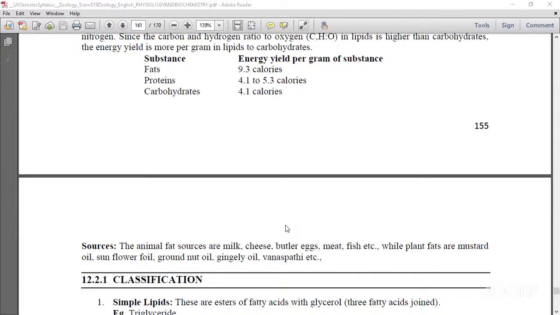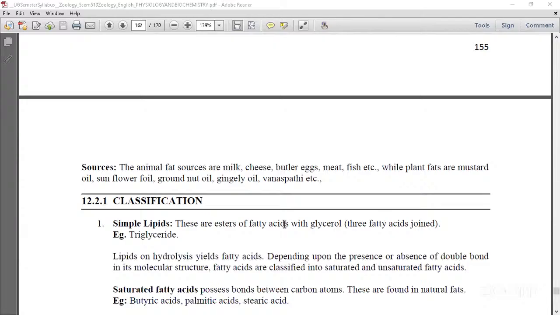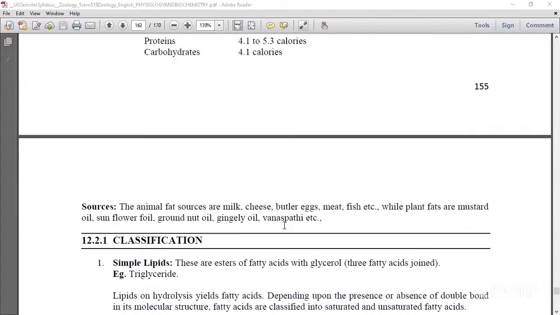So what are the sources of lipids? For animal sources: milk, cheese, butter, eggs, meat, fish. In the case of plant fats: mustard oil, sunflower oil, groundnut oil, gingelly oil, vanaspati, and many other sources that we regularly use as food and in food preparations.